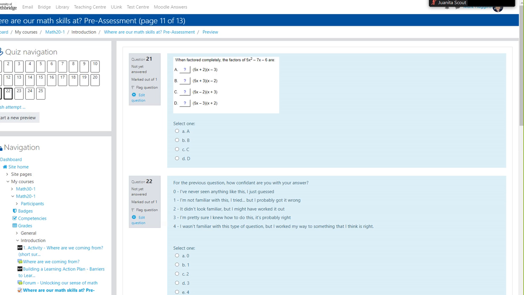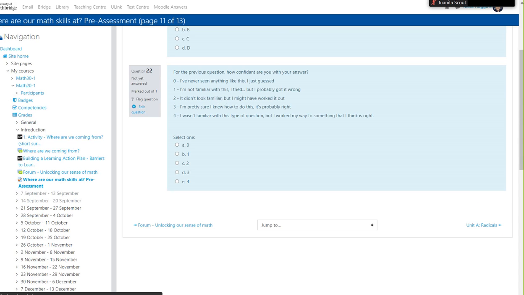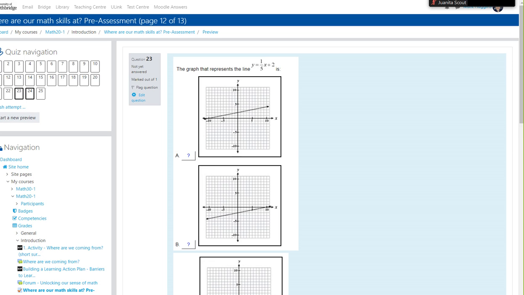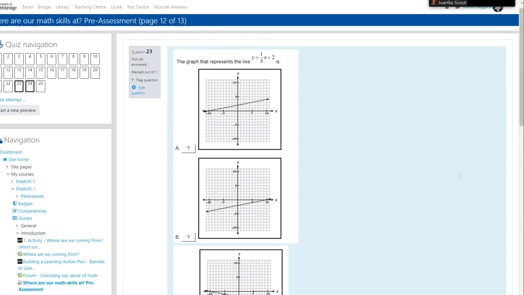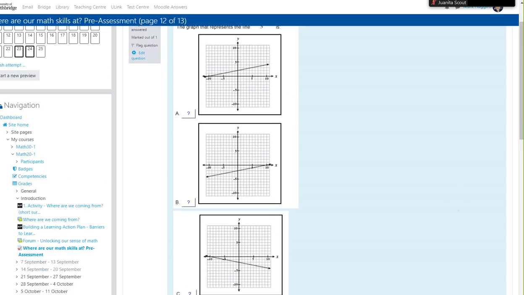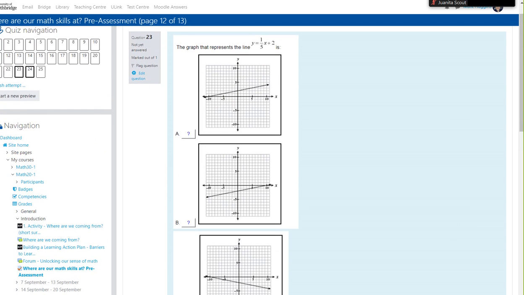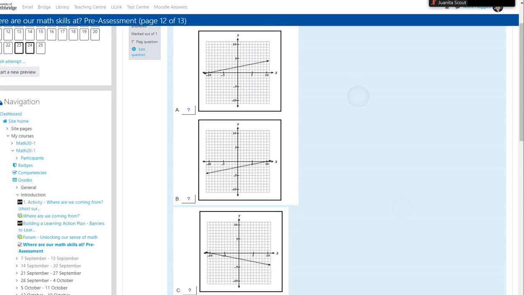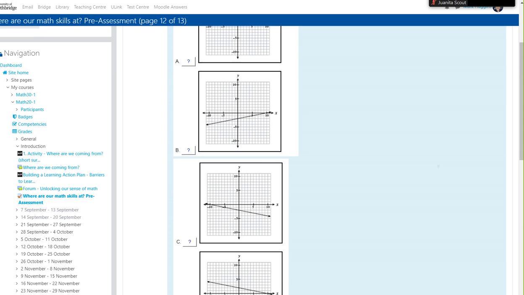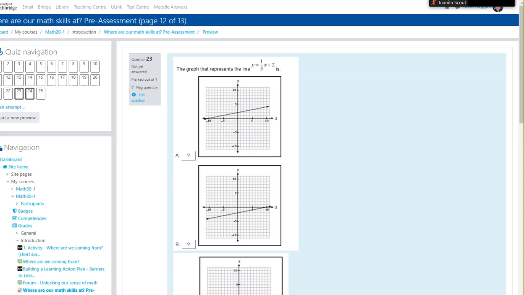Let's see. We're getting close to the end. So this could be, okay. So this one here, I'm just going to see if I'm not sure if I can make it small enough. So I think I have to copy it into.